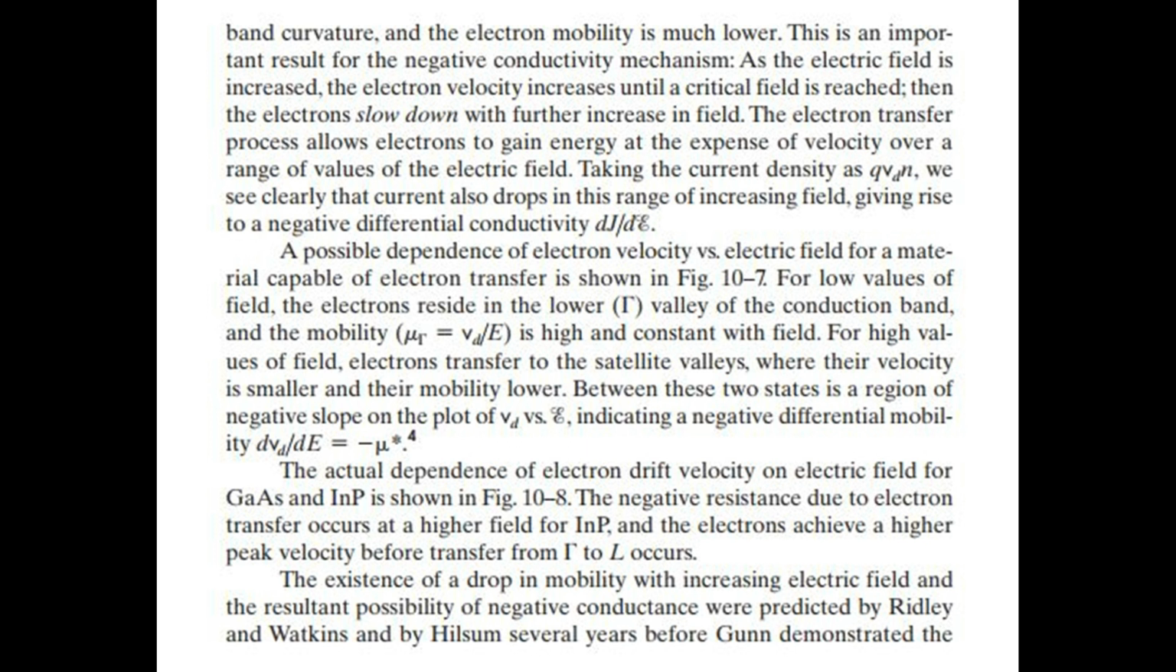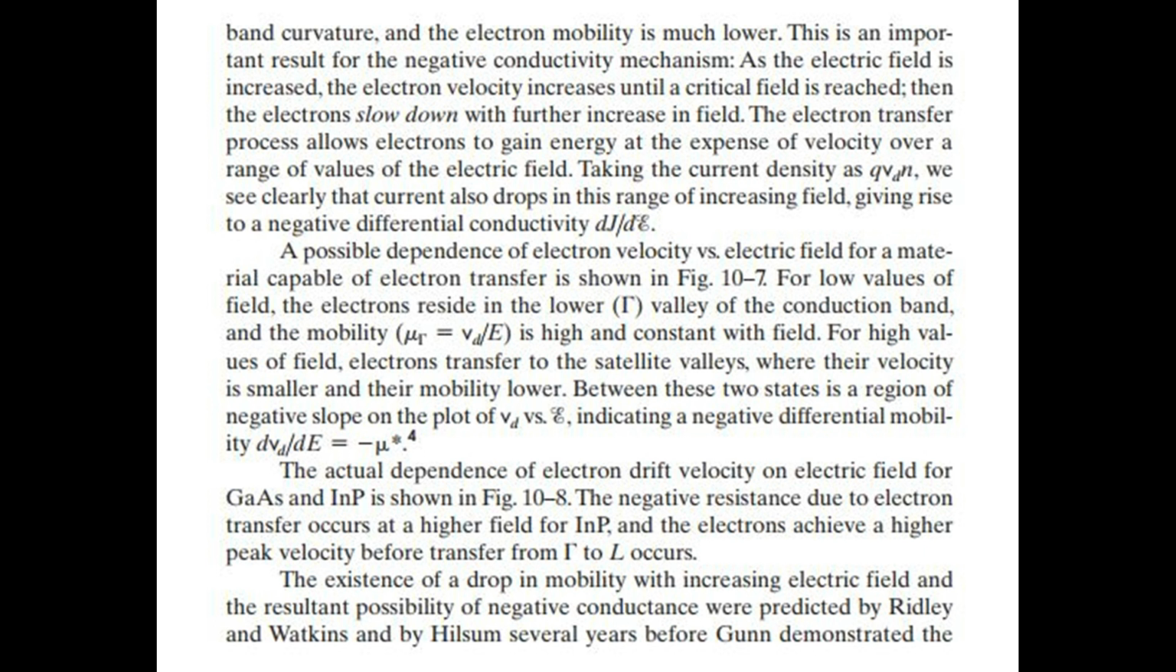The electron transfer process allows electrons to gain energy at the expense of velocity over a range of values of the electric field. Taking the current density as J = qVdN, we see clearly that current also drops in this range of increasing field, giving rise to a negative differential conductivity dJ/dE. A possible dependence of electron velocity versus electric field for a material capable of electron transfer is shown in Fig 10.7.